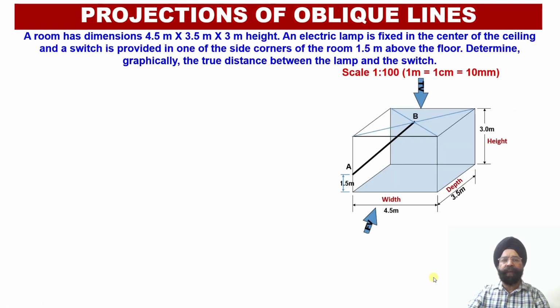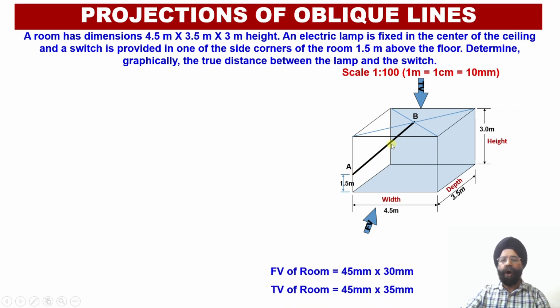Now let us proceed with the construction of orthographic projections of this particular string or the electric wire which is going to join this switch which is located at the point A and the electric lamp which is located at the point B. So point B is located centrally on the ceiling over here, whereas point A is located in one of the corners of the wall or the room over here. Now let us start with the front view.